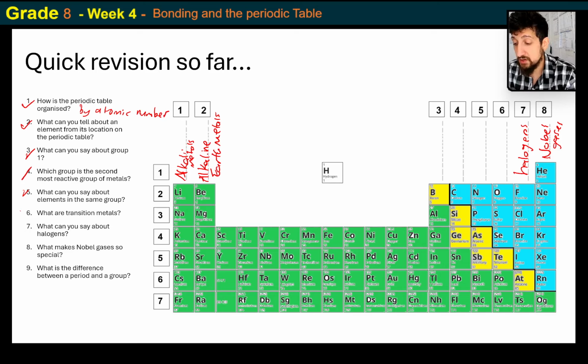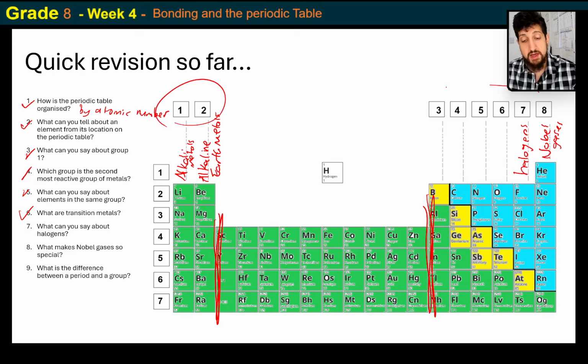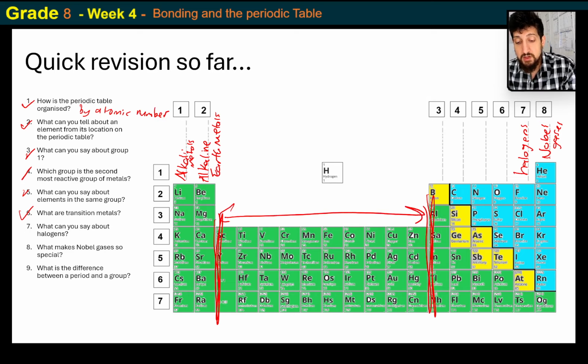What are transition metals? Let's answer that one. Transition metals are these guys over here. They are the transition between groups 1 and 2 and groups 3, 4, 5, 6, 7, 8. So transition metals are this group over here. They are conductive. They have more than one oxidation state, which means they can lose more than one electron. So they can lose 1, 2, or 3 electrons at a time. They form colored compounds, which are very interesting.